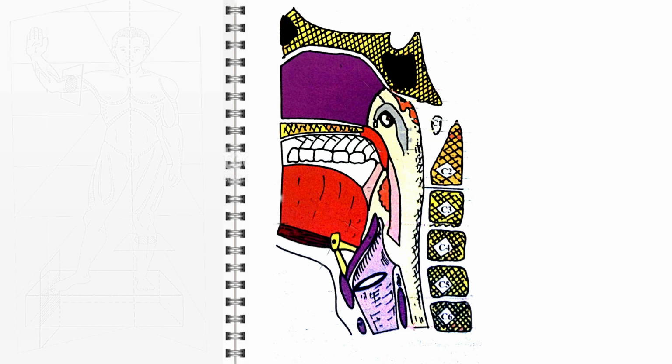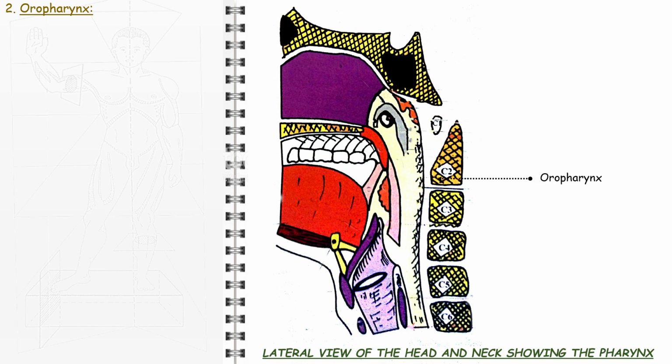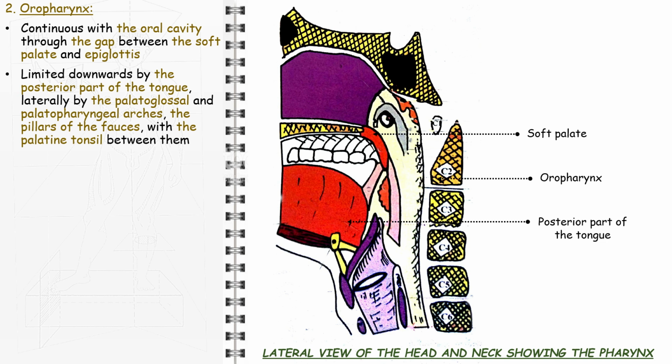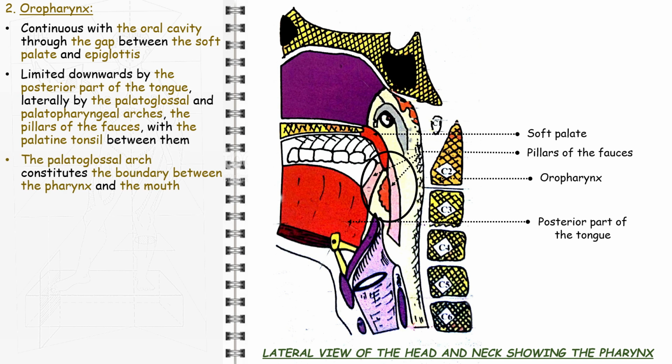The oropharynx stands in front of C2 and C3 vertebrae and is continuous with the nasopharynx through the nasopharyngeal isthmus above the soft palate, with the oral cavity through the gap between the soft palate and epiglottis, and with the laryngopharynx towards the hyoid bone. It is limited downwards by the posterior part of the tongue, laterally by the palatoglossal and palatopharyngeal arches, the pillars of the fauces, with the palatine tonsil between them. The palatoglossal arch constitutes the boundary between the pharynx and the mouth.